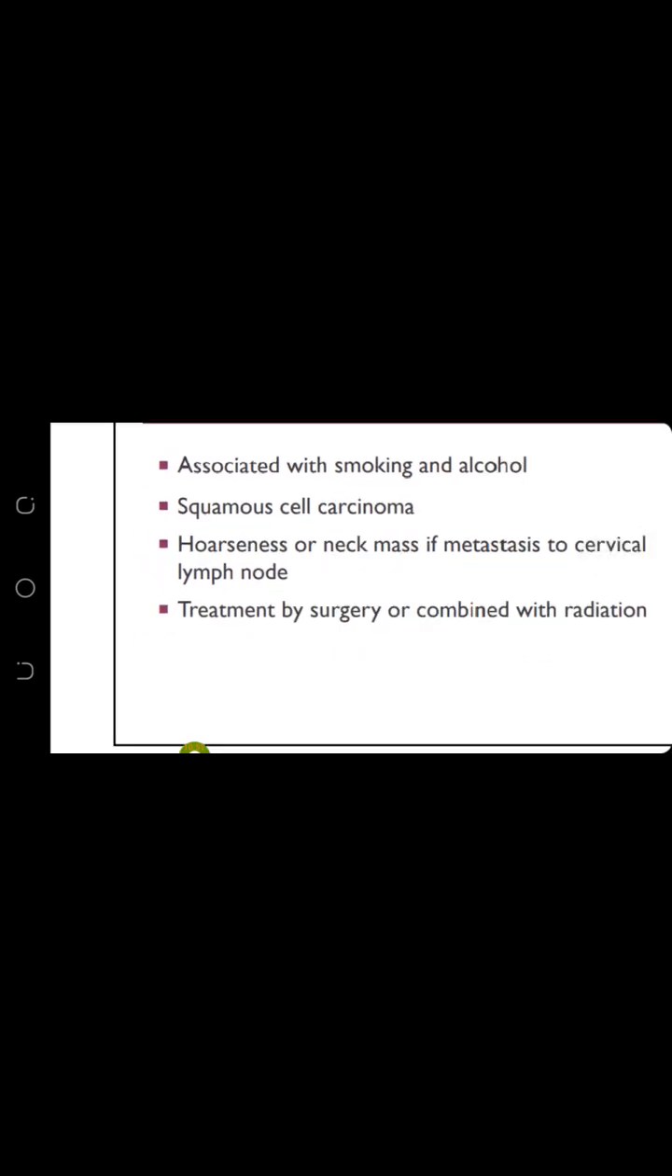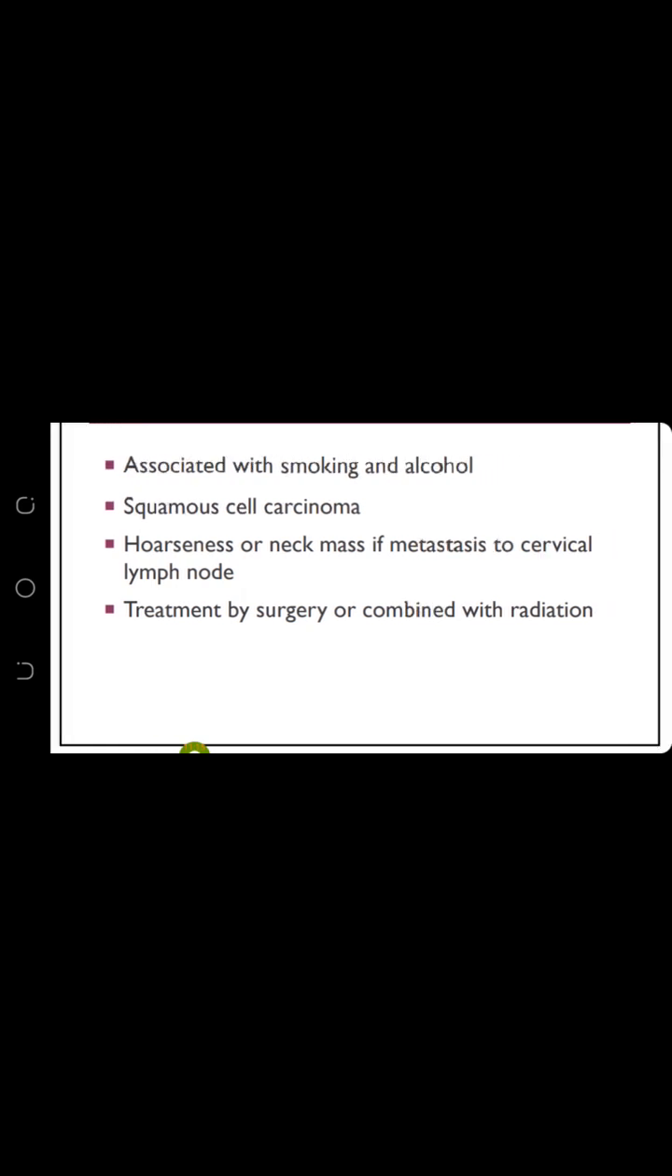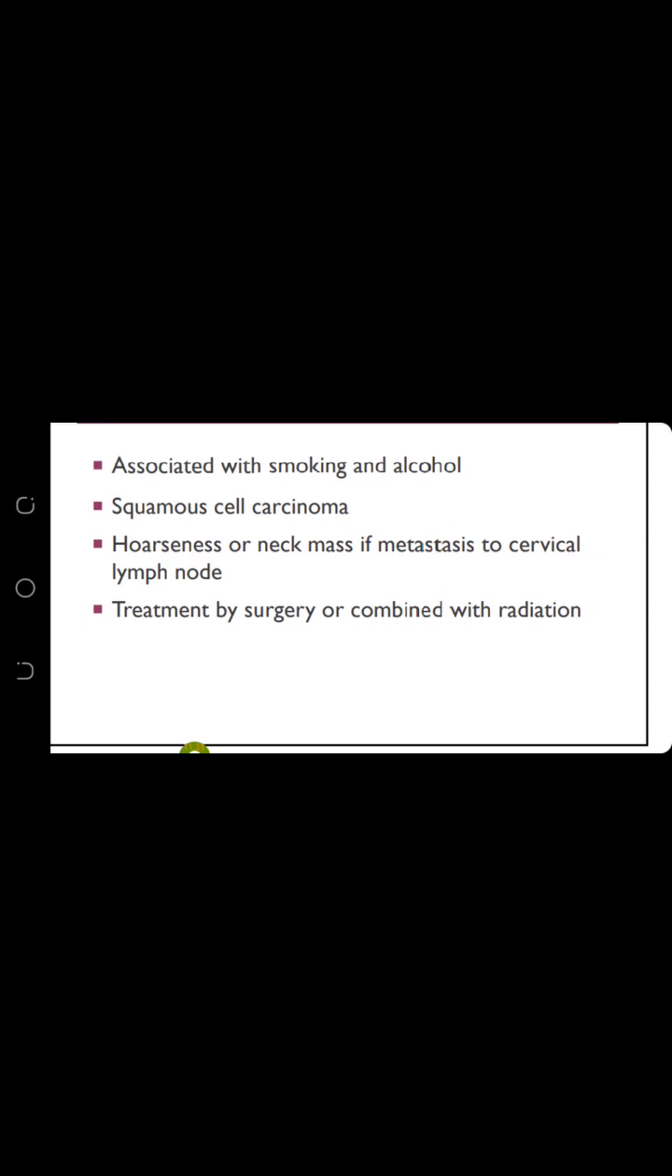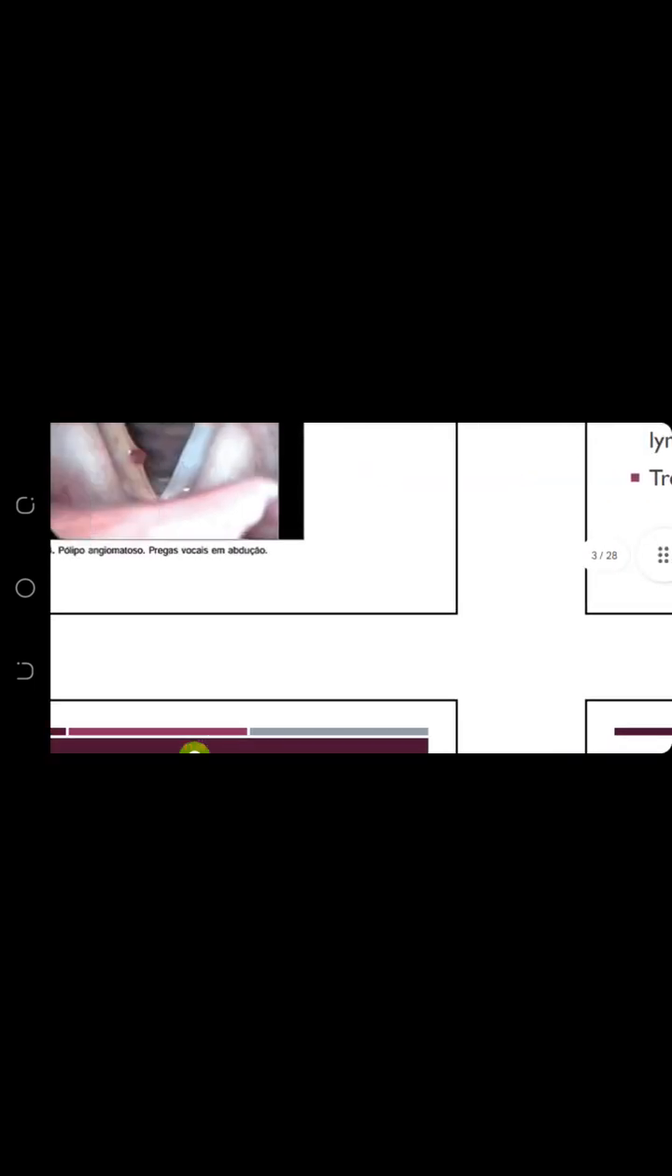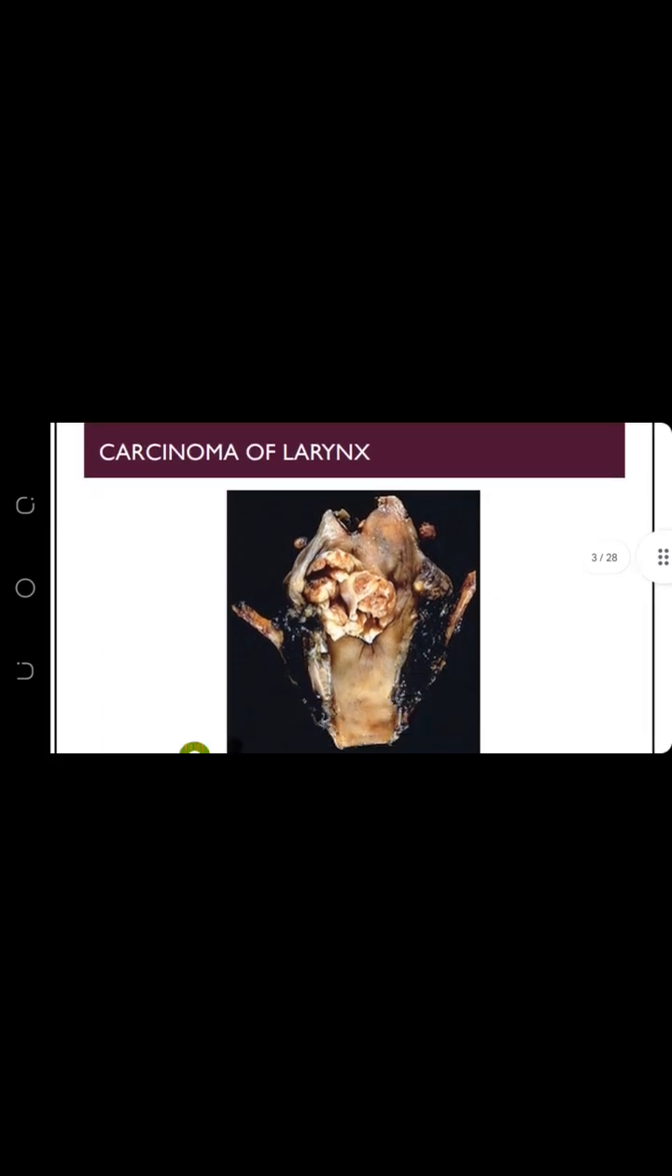or a neck mass, if it metastasizes to the cervical lymph node. Every time you come across the word cervical, just think about the neck. It simply means the neck of something, so just the neck of the lymph node. This kind of condition is treated by surgery or combined with radiation, where you use x-rays and all this radiation to remove it.